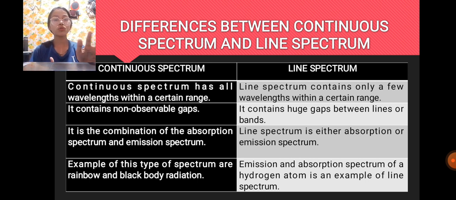But basically these two spectrum are classified as emission spectrum. And to further describe the differences between these two, the table will further give you a detailed explanation of the difference between the two spectrum, the continuous spectrum and the line spectrum.